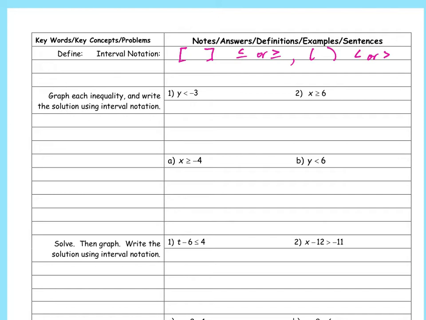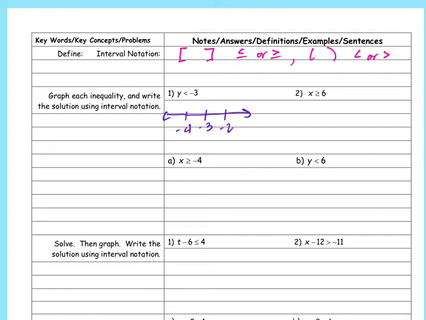So here we go. This one's pretty easy. Graph each inequality and write the solution using interval notation. So when I'm graphing, I don't have to have a whole bunch of numbers on the graph. I really only have to have 3, the number I'm talking about and 1 on either side of it. So for this first one on my graph, I need to have -3 and a number on either side of it. So -4 and -2. I don't have to have 0 on my number line. That is fine. If 0 is not on there, it's okay.